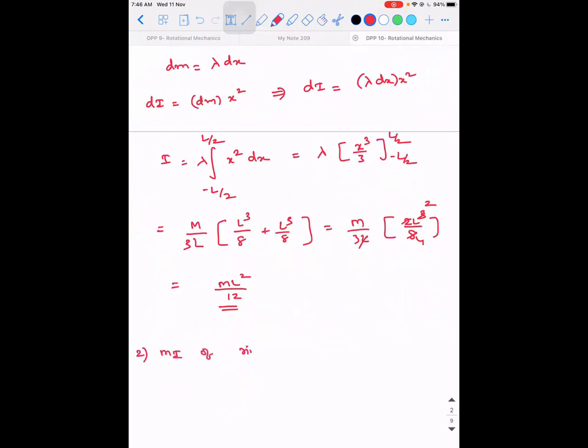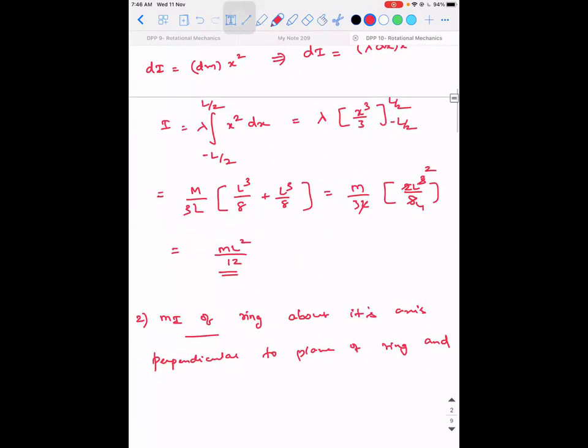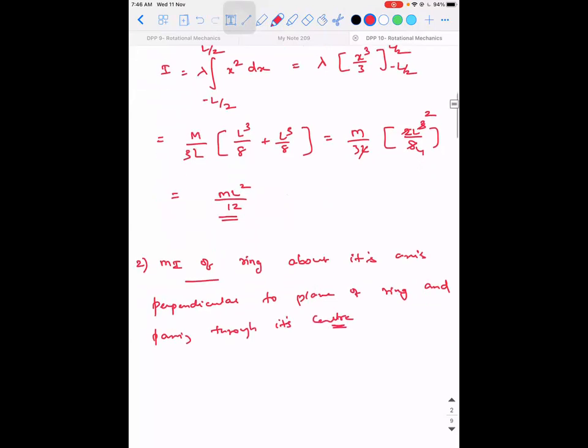Next. So moment of inertia of a ring. About what? About its axis. So whenever you are defining moment of inertia, the axis of rotation is important. About its axis, perpendicular to plane of ring and passing through its center. So what is the answer? This we have already seen. It is mr square.